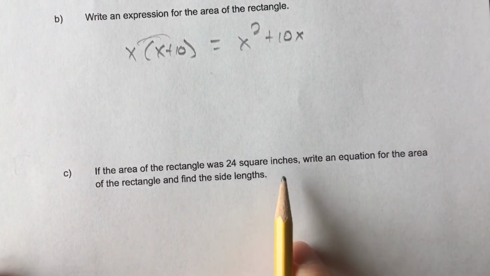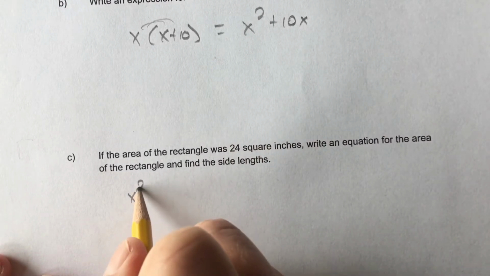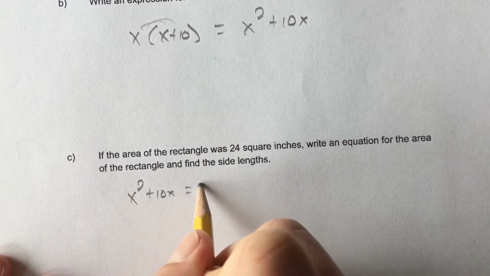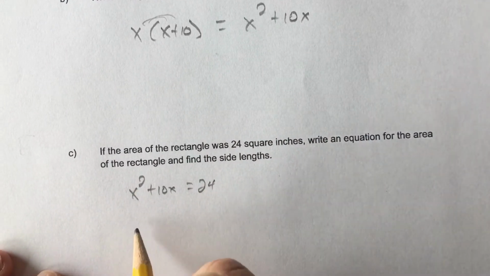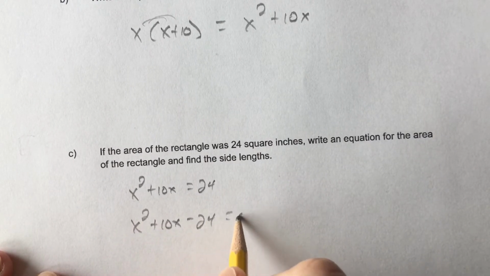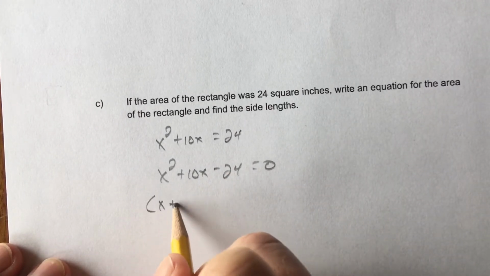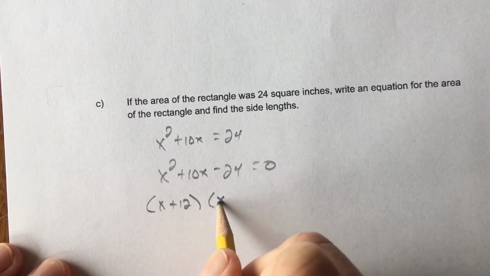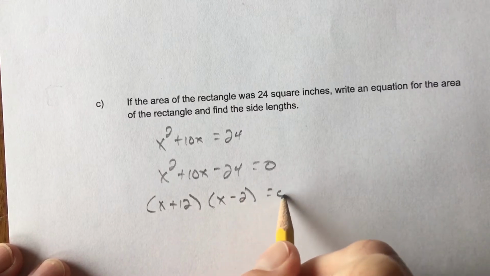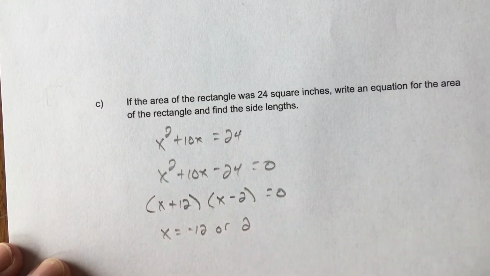And then if the area was 24 square inches, what were the sides? So we're going to take our area, set it equal to 24. We're going to subtract that. Then I'm looking for two numbers that multiply to equal 24 and add to equal 10, and that's 12 and negative 2. So I get x equal to negative 12 or 2.